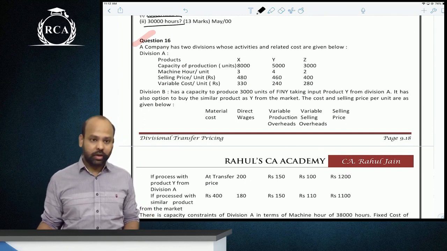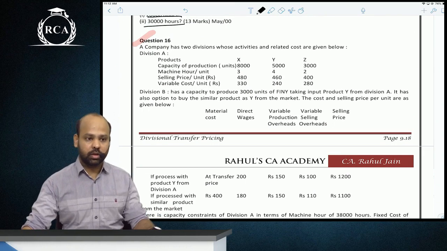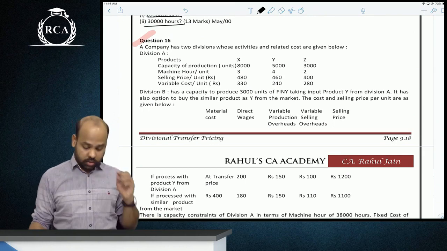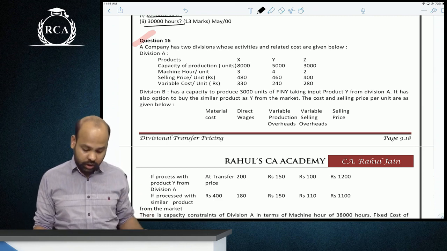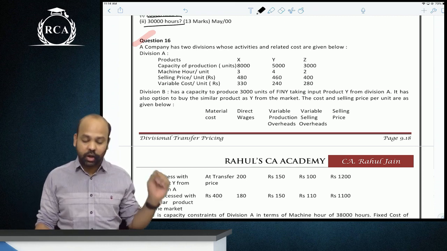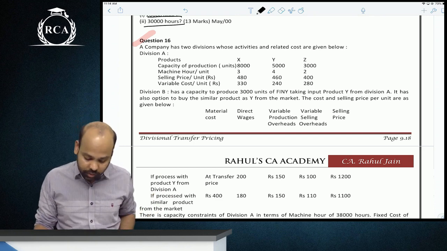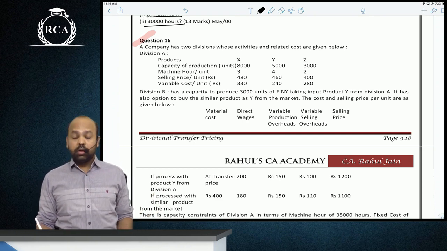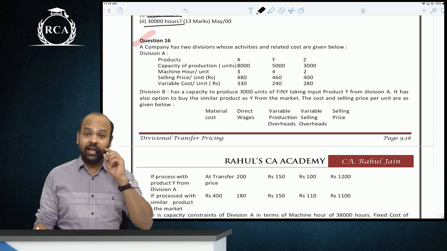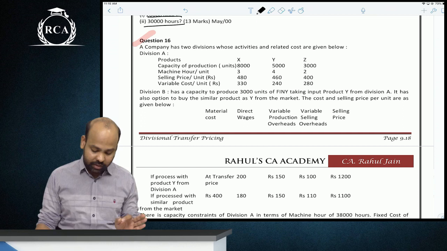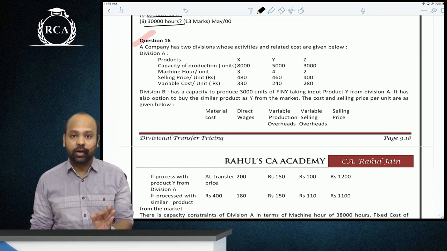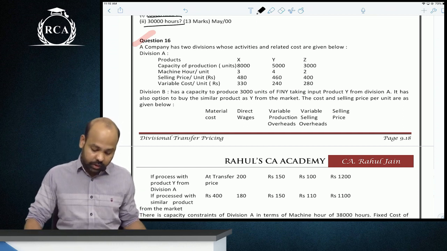Division A, guys. One second, beta. Yes, beta. So a company has two divisions whose activities and related costs are given below. The capacity of production is given, guys. Product X 8,000, product Y 5,000, product Z 3,000. Read each and every word carefully, beta, in the question. Capacity of production is given as product X 8,000, product Y 5,000, product Z 3,000.